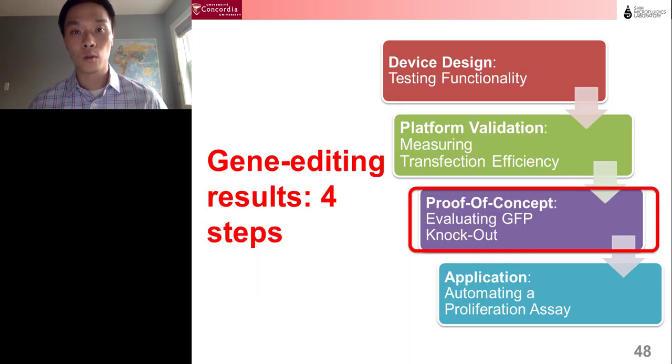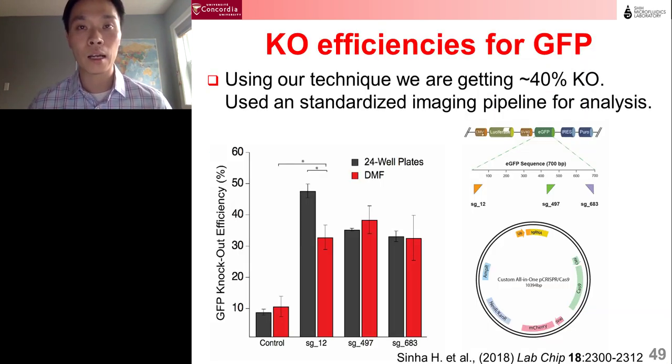So next, we want to evaluate and show GFP knockout. So again, we created guides that targeted 3 different locations on the GFP gene.